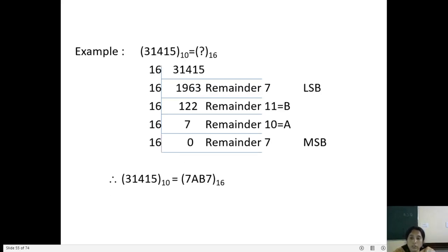And when you come to 31415, this is one more number we have taken, and just now I told you, if you get 10, don't write 10, you should write A. For 11, it is B, like this. So this is one more example you can observe, where we have divided the given number continuously by 16, and for the remainders we are representing characters. For each value we are showing a character.